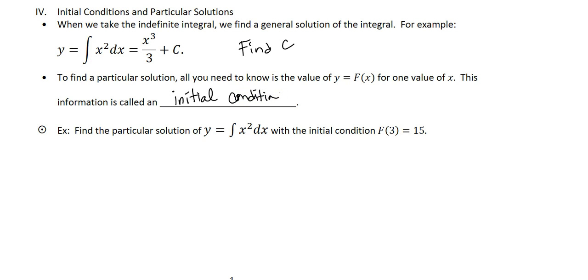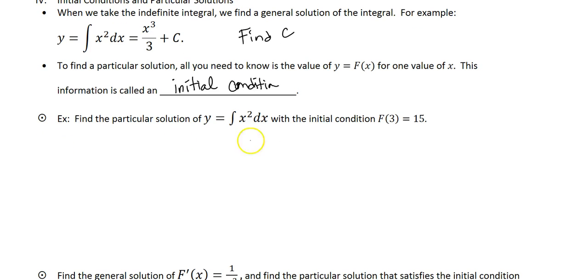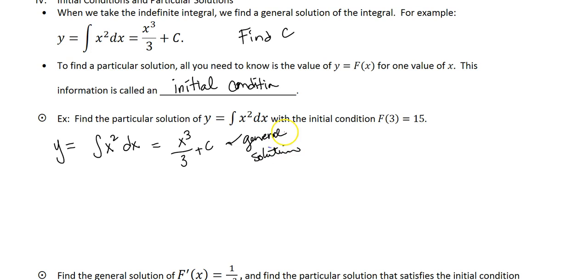So for example, I want to find the particular solution of y equals the integral of x squared dx with the initial condition that f of 3 is equal to 15. So y is going to be the integral of x squared dx, which we know is x cubed over 3 plus c. This is my general solution. And to find c, I'm going to let this y be capital F of x.